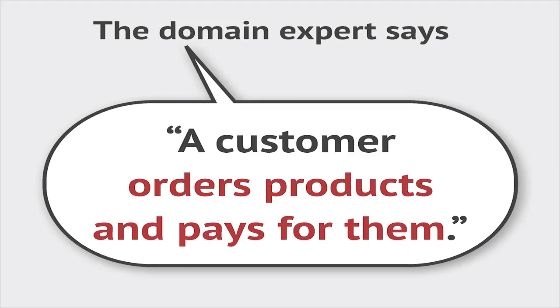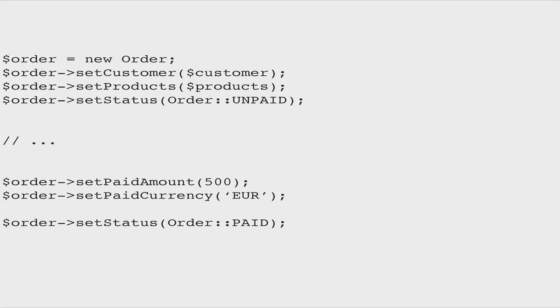Okay, let's move on. Let's do some more interesting things. We are building an e-commerce system, and this is the core business model. A customer orders products and pays for them, hopefully, because we wouldn't have much of a business then. So let's take some traditional getter setter code and try to refactor this. So here, all the logic is on the outside. In this example, we have an order. We have to set a customer, set products, set status, and then maybe a little bit later, the customer pays for the order, so we have to set a paid amount, set a paid currency, set a status to paid.